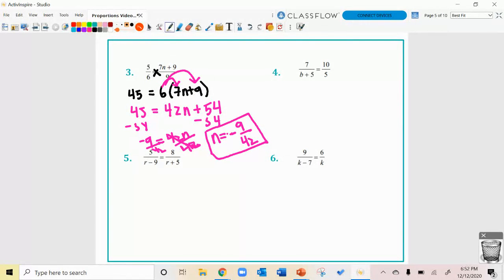And if you would really like to go ahead and plug that back in, you can. I could do 7 times negative 9 over 42 plus 9. I get 7.5. 7.5 over 9. I get 0.83 repeating. And if I do 5/6, I also get 0.83 repeating. Right? So I could just check it in my calculator.